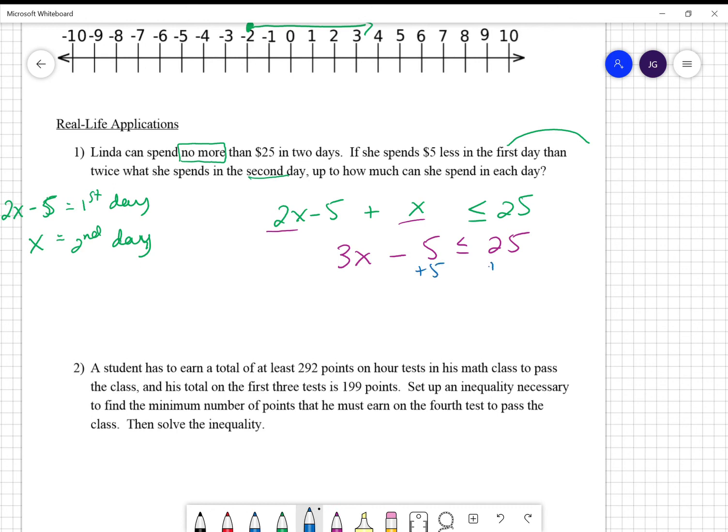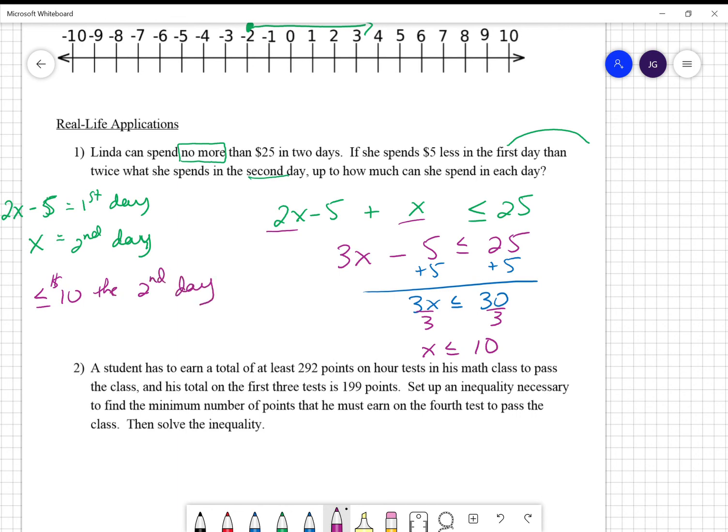Add 5 to both sides. 3x is less than or equal to 30. Divide by 3. X is less than or equal to 10. Okay? Less than or equal to $10 the second day. And less than or equal to 2 times 10 minus 5 would be less than or equal to 20 minus 5, $20.